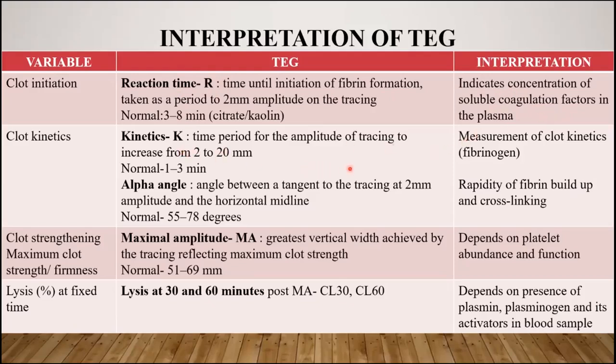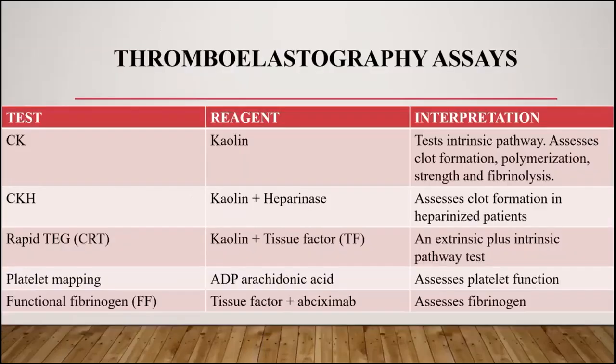Next, we have the K time, which is a measurement of the clot kinetics, and it corroborates with the fibrinogen level in the patient's blood. Next is the alpha angle, which is the rapidity of the fibrin buildup and the cross linkage. The maximum amplitude, that is the MA, corroborates with the platelet abundance or function. And last but not the least, lysis 60 and lysis 30 corroborate with the fibrinolytic system of the body, and depend upon the plasmin and plasminogen levels in the blood of the patient.